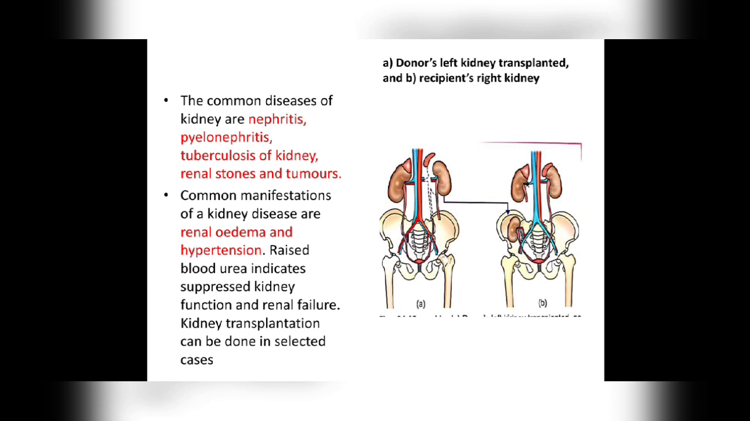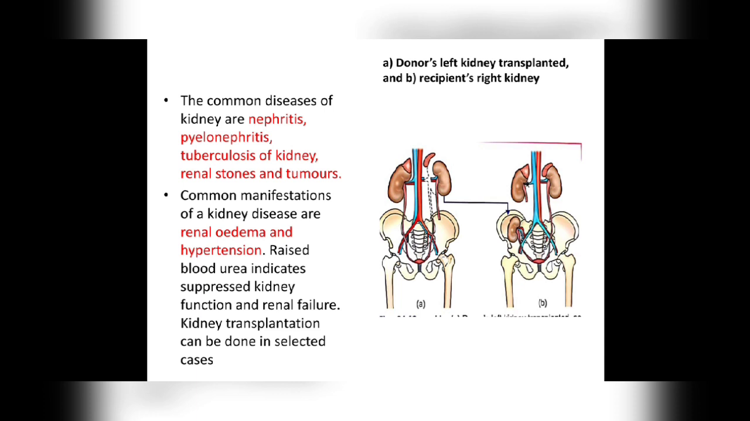The common diseases of the kidney are nephritis, pyelonephritis, tuberculosis of the kidney, renal stones and tumors. Common manifestations of kidney disease are renal edema and hypertension. Raised blood urea indicates suppressed kidney function and renal failure.